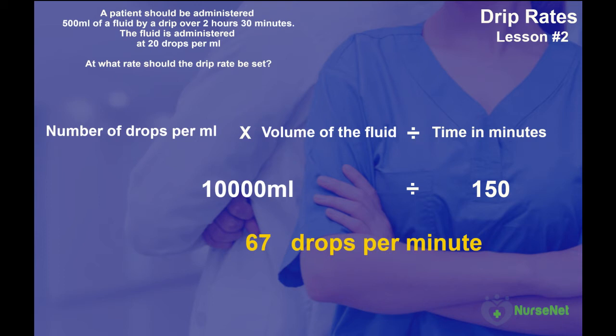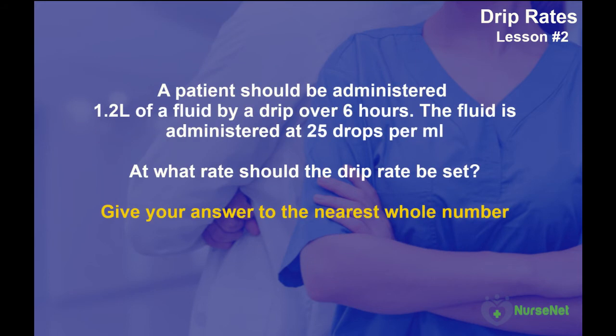Okay, now it's your turn, but do watch out for the metric in this one and think about any conversions you might need to do. A patient should be administered 1.2 litres of the fluid over 6 hours. The fluid is administered at 25 drops per milliliter. At what rate should the drip rate be set? Give your answer to the nearest whole number. Now you can pause the video and press play when you're ready to reveal the answer.